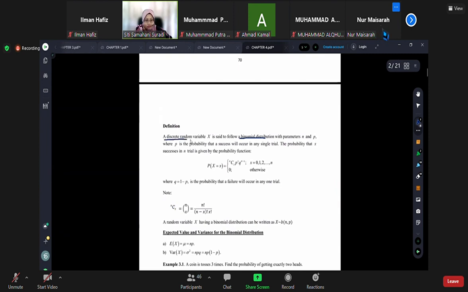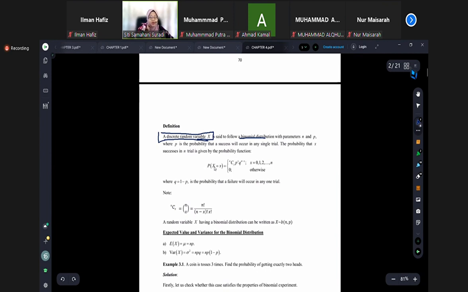The discrete random variable X follows a binomial distribution. From the discrete random variable, again as I stated just now, X refers to the random variable, and there is N and P, where P is the probability. You need to find the probability function. This is how you express it: the probability of X successes is the combination of N and X, times P to the power X, times Q to the power N minus X. This is the equation that you need to apply for a binomial experiment.